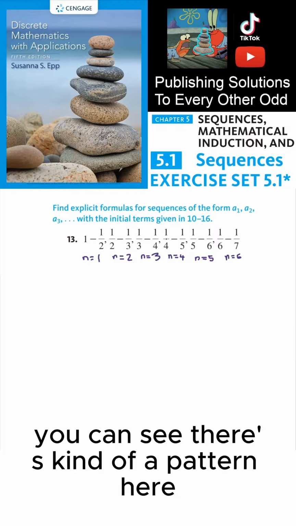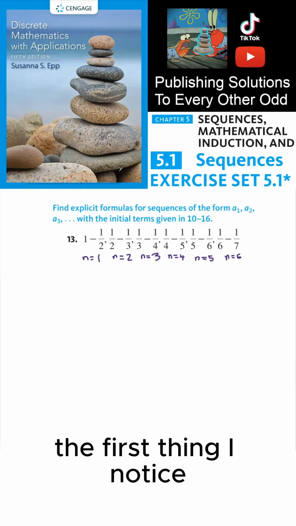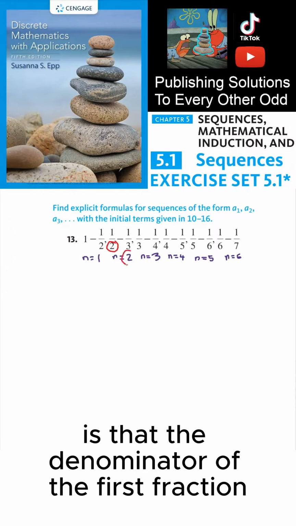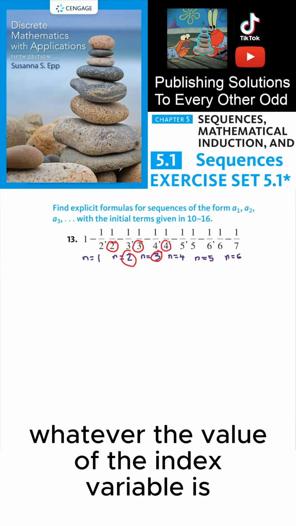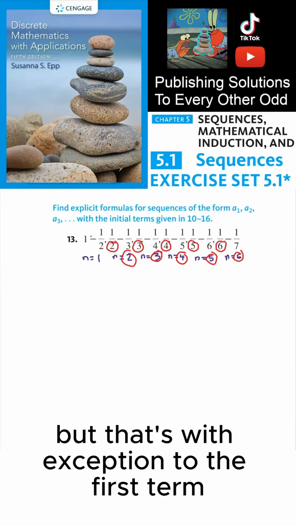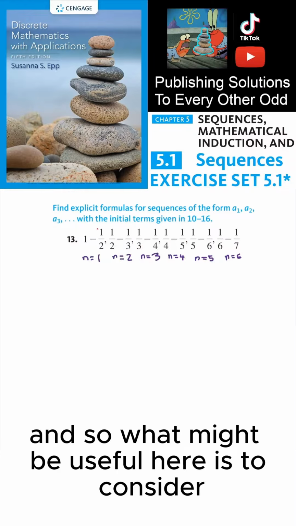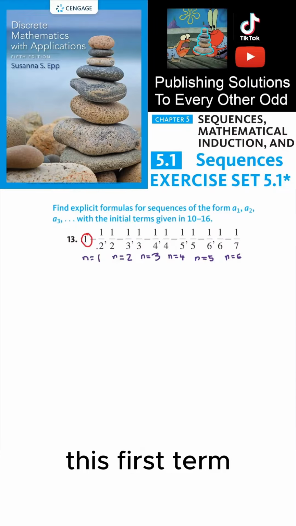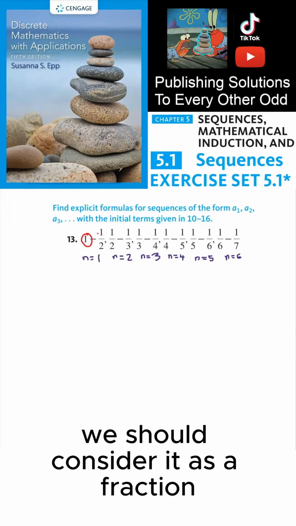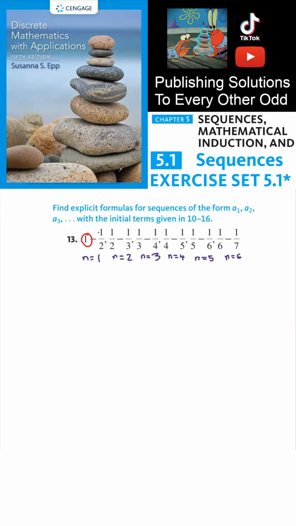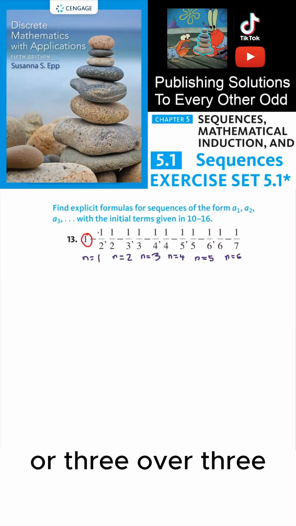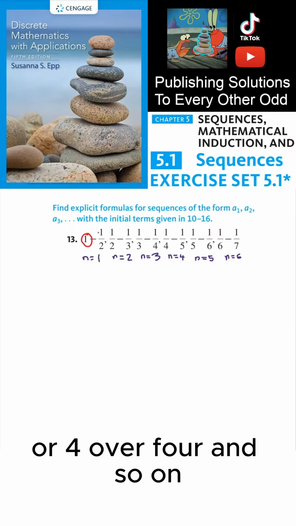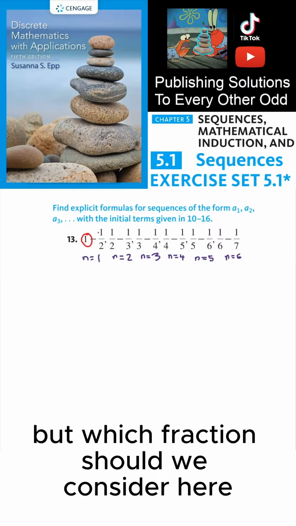And you can see there's kind of a pattern here. The first thing I notice is that the denominator of the first fraction happens to be the same as whatever the value of the index variable is. But that's with exception to the first term. And so what might be useful here is to consider this first term, instead of 1, as a fraction. 1 is a fraction. It's the same thing as 1 over 1 or 2 over 2 or 3 over 3 or 4 over 4 and so on. But which fraction should we consider here?